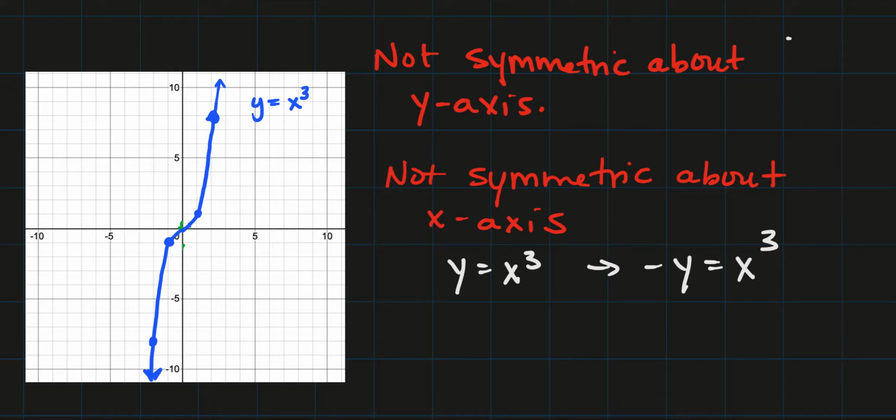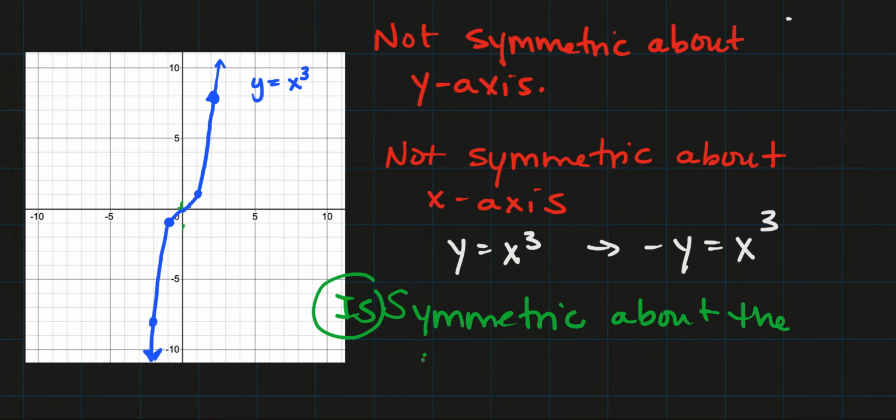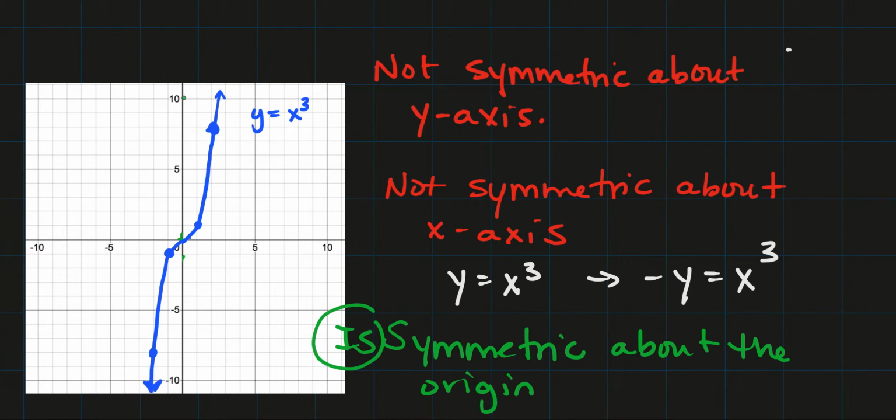Now there's one more type of symmetry, and that's something being symmetric about the origin. This graph is symmetric about the origin. And let me tell you what that means. Something is symmetric about the origin if you twist this. So if you take this piece right here and rotate it to here, these will line up.